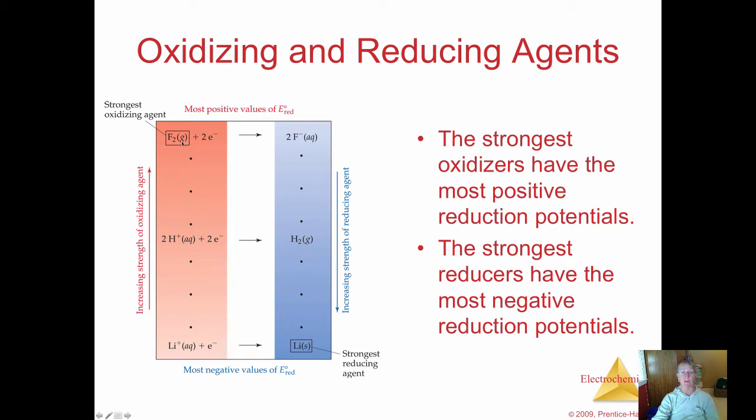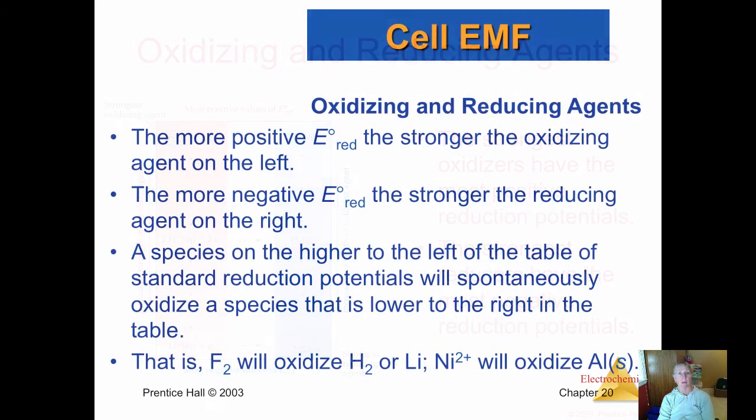This is just a different representation of the reduction potential chart. And they would have the most positive reduction potentials. And those half reactions that have the most negative reduction potentials, they're the ones that are more likely to be reducing agents. They themselves are going to be oxidized. Let's look at another way to think about that.